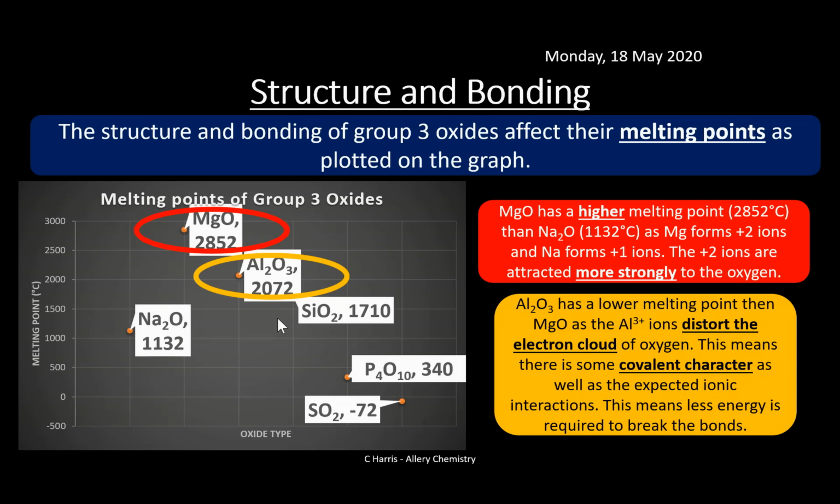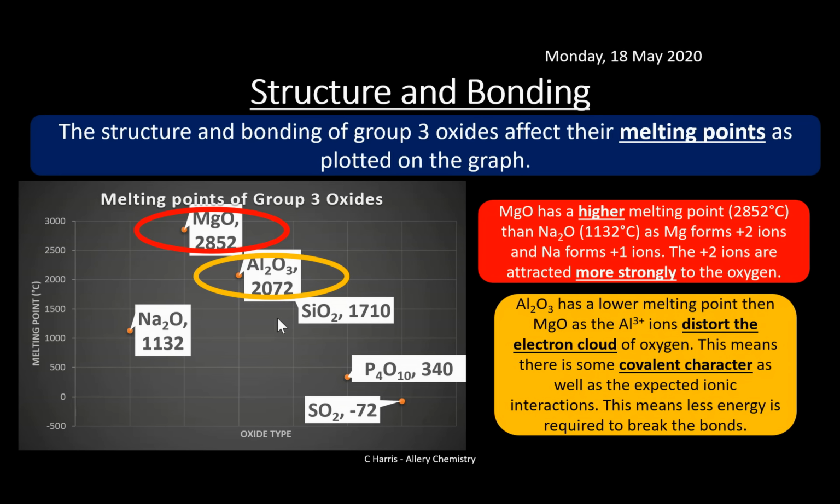So aluminium oxide has a slightly lower melting point than magnesium oxide, as the aluminium 3+ ions distort the electron cloud. Okay, so that electron cloud of oxygen is slightly distorted. This means you have a little bit of covalent character in here. The reason why you have distortion is because your aluminium has got a 3+ charge. That's quite a significant charge, and that's going to pull the electrons from the oxygen towards itself, which is typical of some kind of covalent character.